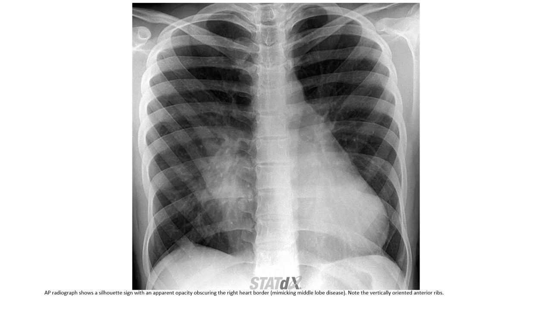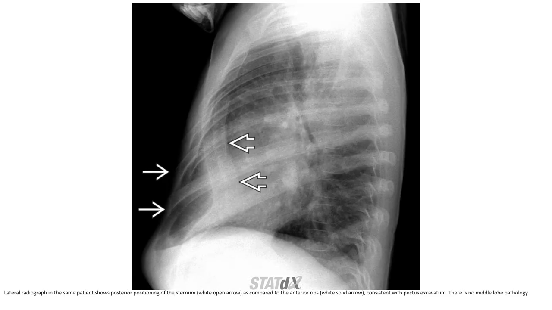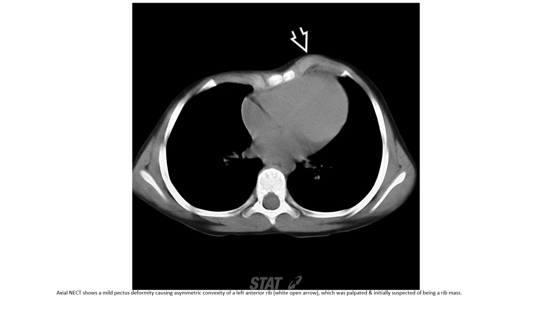AP radiograph shows a silhouette sign with an apparent opacity obscuring the right heart border. Note the vertically oriented anterior ribs. Lateral radiograph in the same patient shows posterior positioning of the sternum as compared to the anterior ribs, consistent with pectus excavatum. There is no middle lobe pathology. Axial non-contrast CT shows a mild pectus deformity causing a asymmetric convexity of the left anterior rib, which was palpable and initially suspected of being a rib mass.